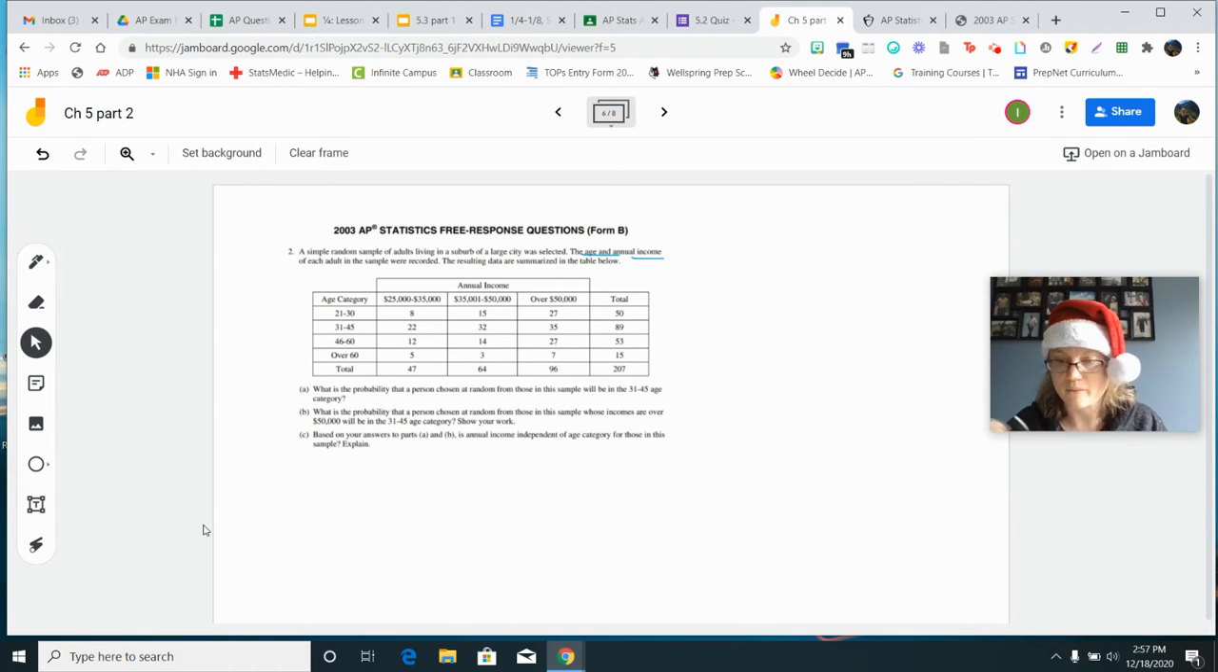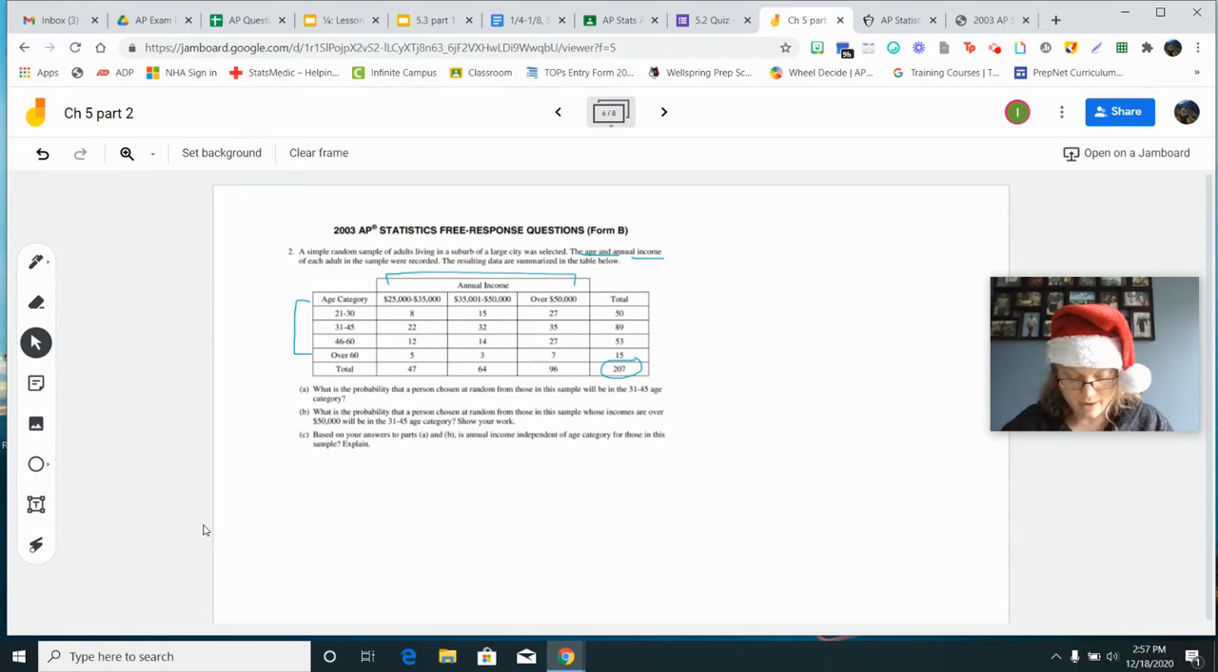The resulting data is summarized. We got a table here. A couple things to note: we do have a few different age categories. We've got 207 people total. We've got 3 different ways that we sorted the income, and then we've got people listed in all the categories.